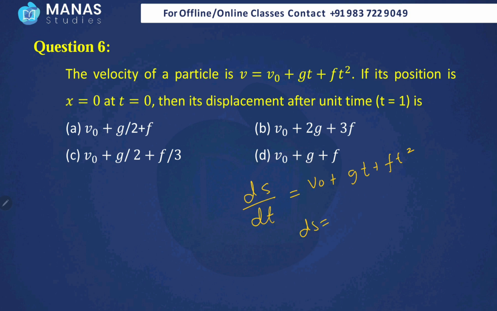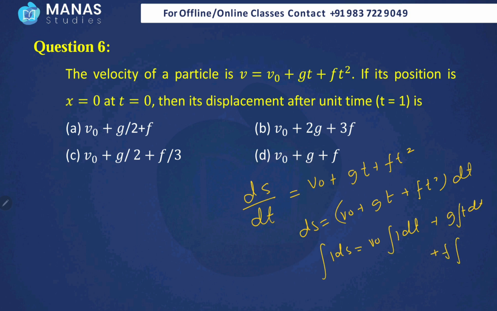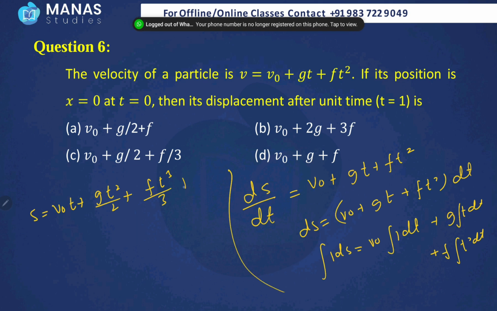Now ds is equal to v naught plus gt plus ft square into dt. Now when I'm integrating it, the integration is v naught into 1 dt plus g into t dt plus f into t square dt. So after integrating it, the displacement is v naught t plus g into t square by 2, and the last one is ft cube by 3. Again, plus c, because it's an integration, so we have to write plus c.